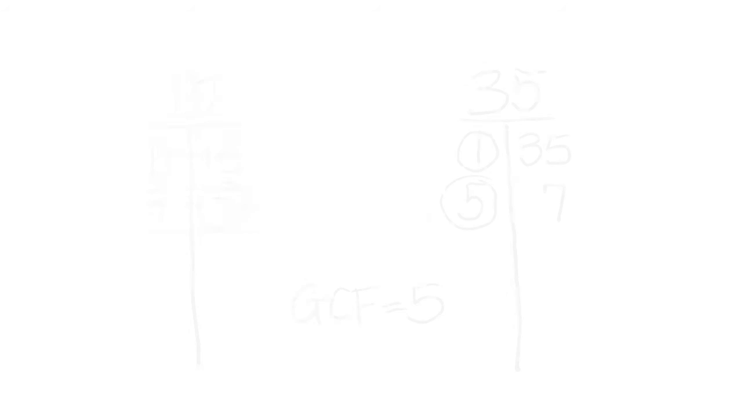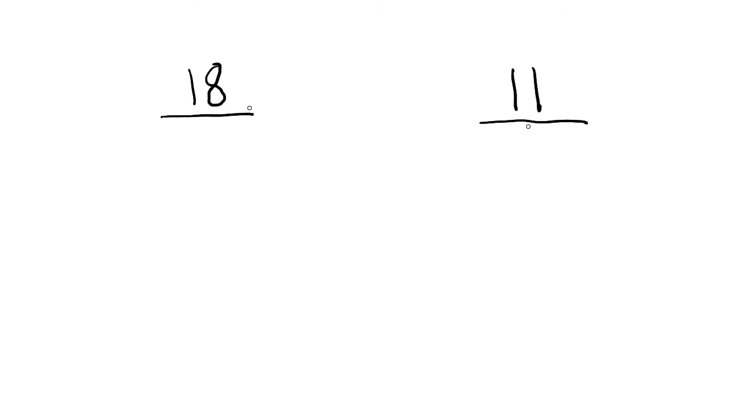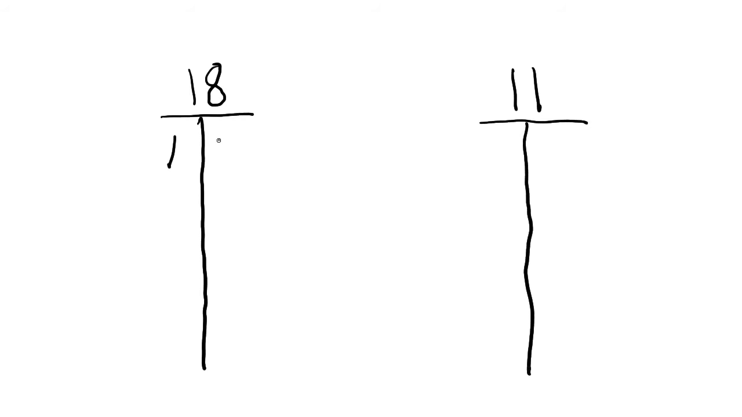Let's try one more. What is the greatest common factor for 18 and 11? Starting with 1, 1 and 18 are factors. 2 and 9 are factors. 3 and 6 are factors. How about 4? 4 times 4 is 16, and 4 times 5 is 20, so no, 4 is not a factor. How about 5? No, because 18 doesn't end in 5 or 0, so we have found all the factors.